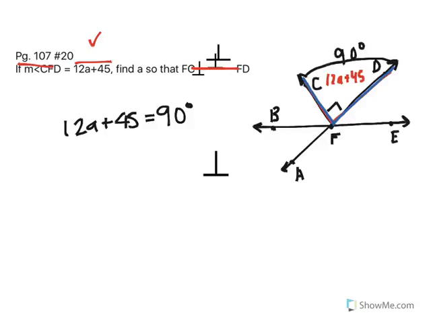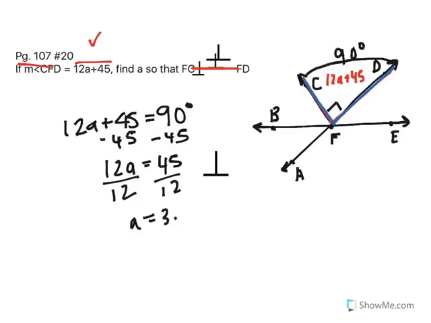So let's do that. Minus 45, minus 45. I get 12A equals 45. 12 divided by 12, A equals 3.75. Okay, that one was really easy. Excellent. Let's go to the next one.